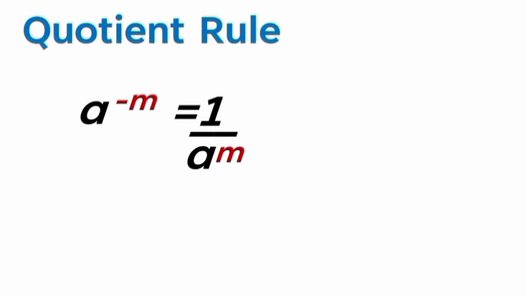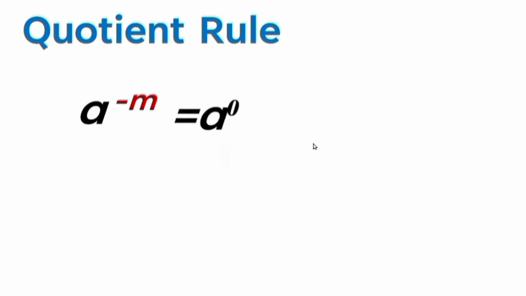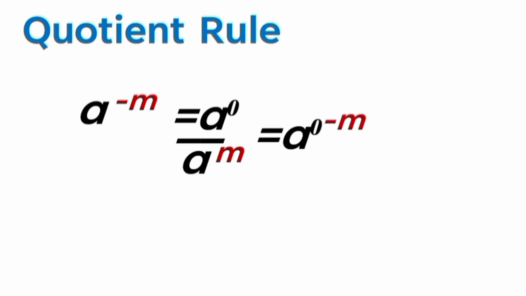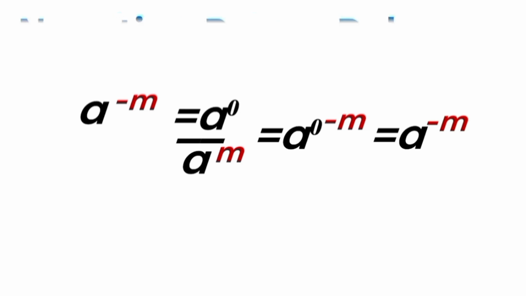From the quotient rule, a to the power negative m is equal to 1 over a to the power m. So how do we prove this one? 1 can be a to the power 0, so a to the power 0 divided by a to the power m. And this becomes a to the power 0 minus m, and this is equal to a to the power negative m. That's how to prove the negative power rule.